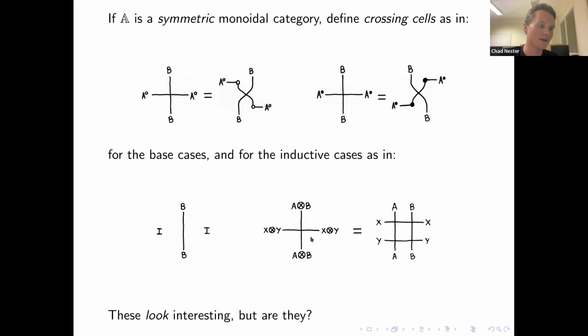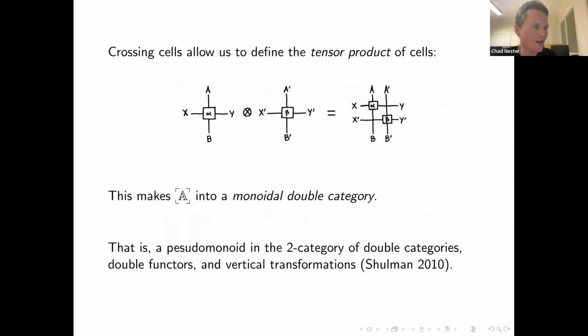And then in the inductive case, if I want to cross lots of wires over each other, I can do it for the individual wires. I hope that makes sense, right? And these kind of look like they should be interesting, and they are interesting. What we can do when we have these crossing cells, a consequence of having a braiding map, having a symmetric monoidal category, is that we can define the tensor product of cells in the free cornering of A.